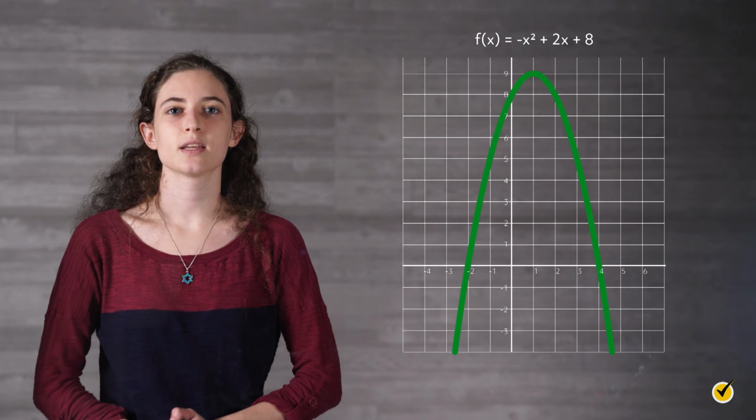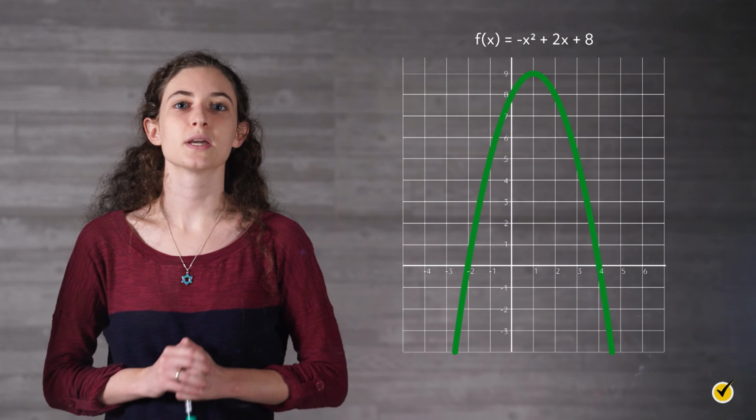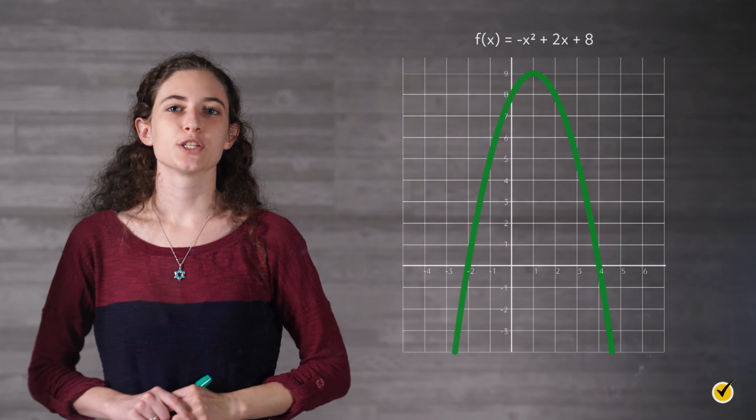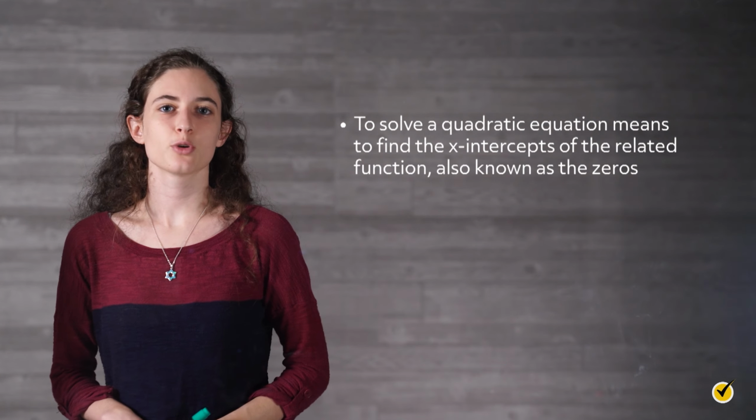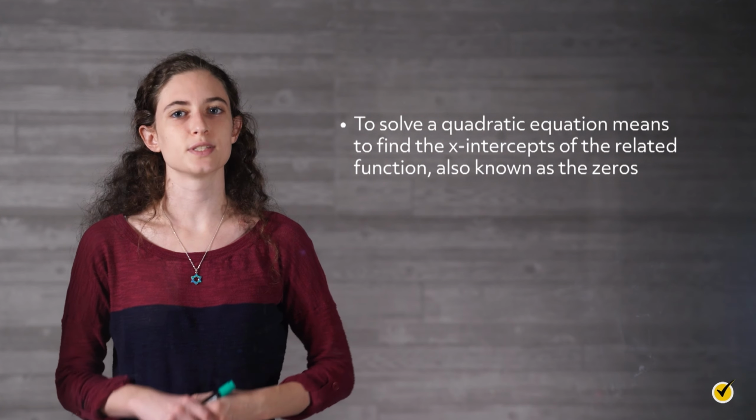Solving 0 equals negative x squared plus 2x plus 8 gives us two solutions because the function equals 0 only when it crosses the x-axis. Here's another way to look at it. To solve a quadratic equation means to find the x-intercepts of the related function, also known as the zeros.